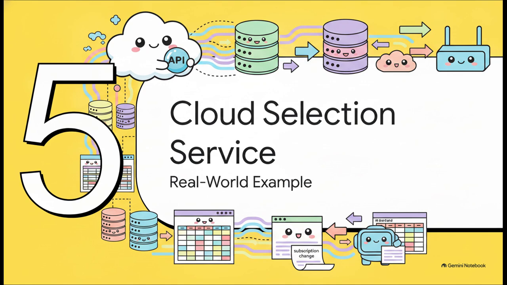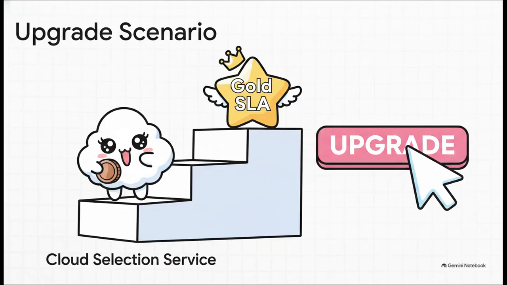All right, finally, Section 5. Example. Cloud Selection Service. Let's ground all of these backend acronyms, API calls, and customizing tables with a concrete, real-world example straight from our source material. Okay, let's dive into this scenario.